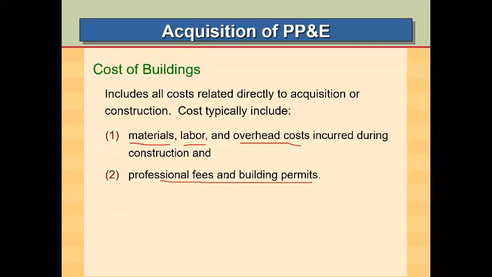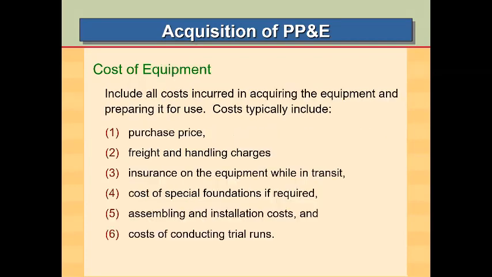of building. Professional fees, you are hiring an architect in order to make your designs. All of this will be considered as part of the building. Okay, the third example, cost of equipment, purchase price. Freight and handling charge, meaning you are purchasing, for example, equipment from abroad. So in order to get the equipment here in Egypt, you need someone to transport it from abroad to us. Okay, so this will be added to the cost of the equipment.